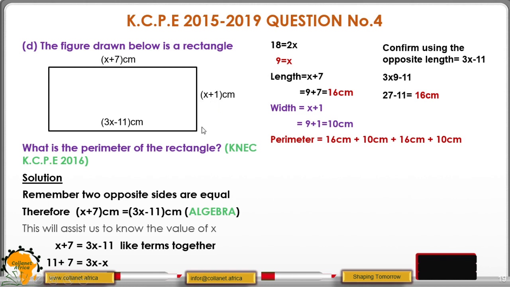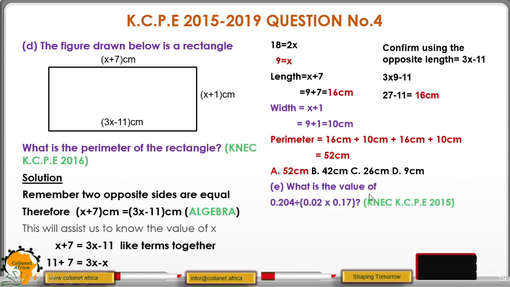Perimeter means you go round, and then you go back to where you started. So it will be 16 plus 10 plus 16 plus 10, you get 52. So the answer is 52. Choice A is the correct one.